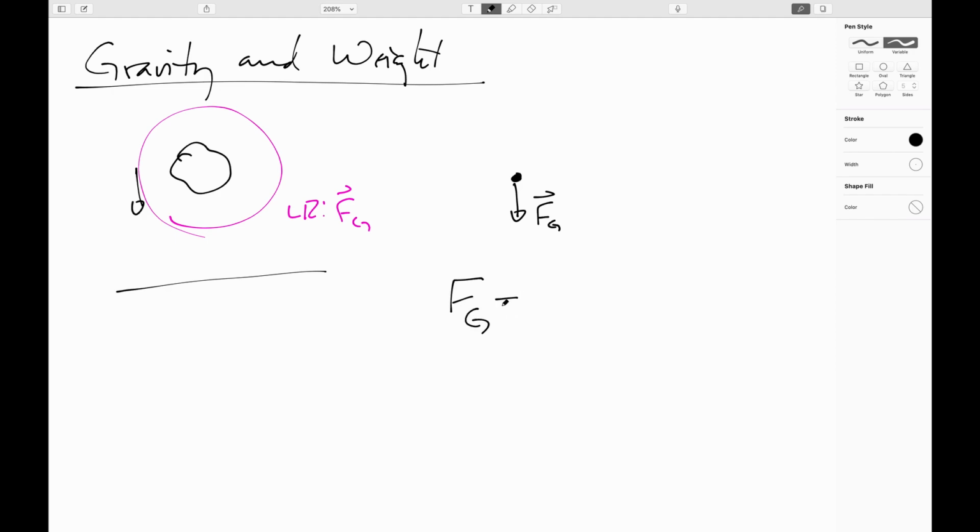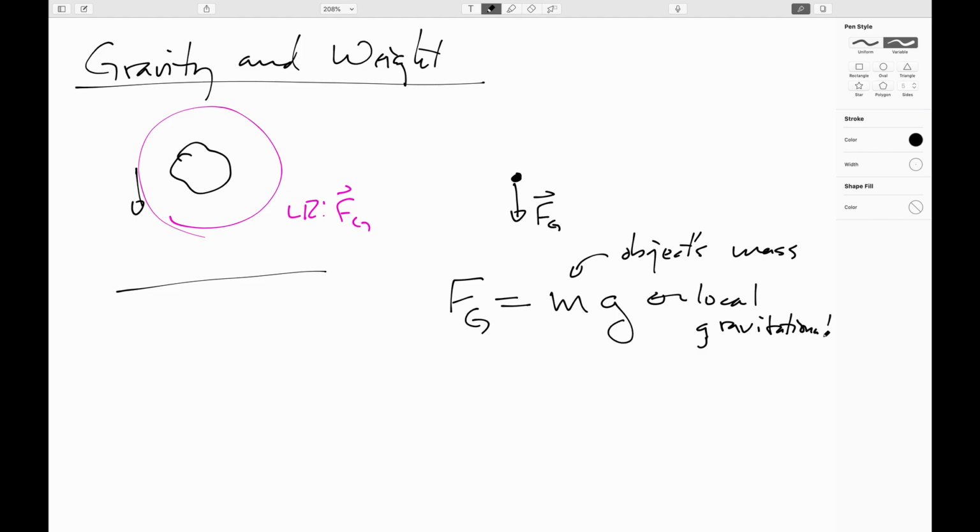Okay. So in our model of gravity that we have at the moment, we say that the force of gravity on something is equal to its mass times g. So m is the object's mass. And this lowercase g is called the local gravitational field strength. And what this does is it summarizes a planet's influence on objects.